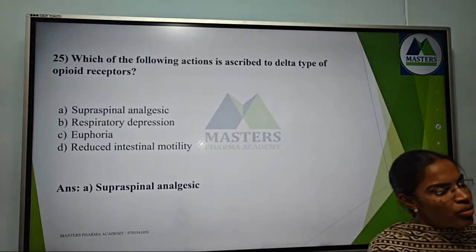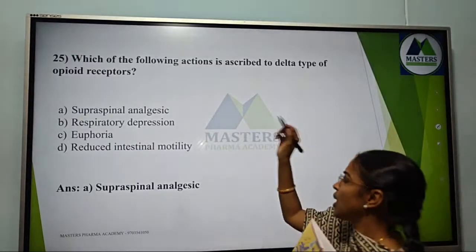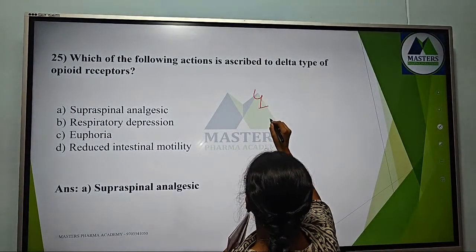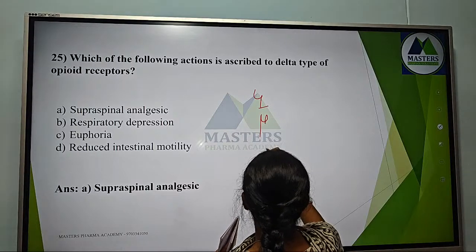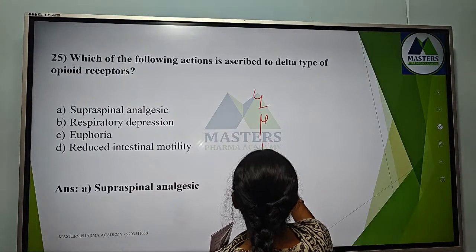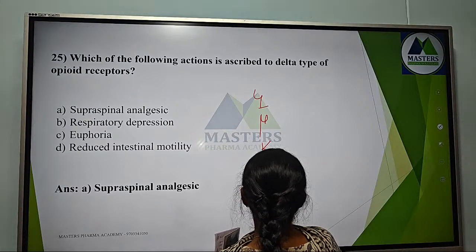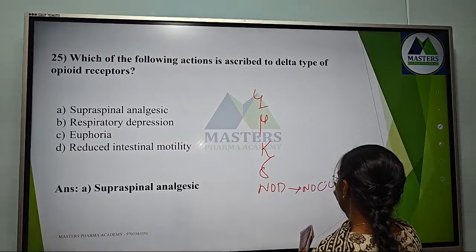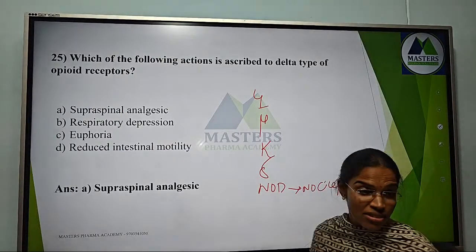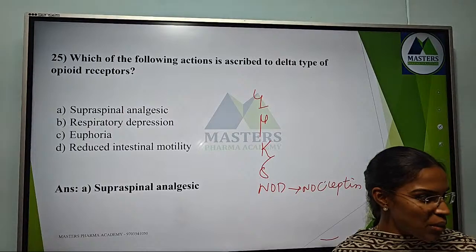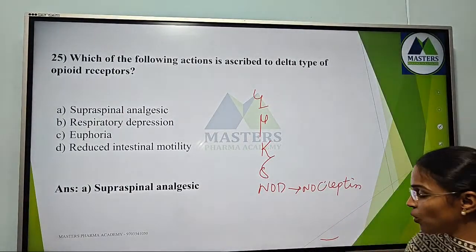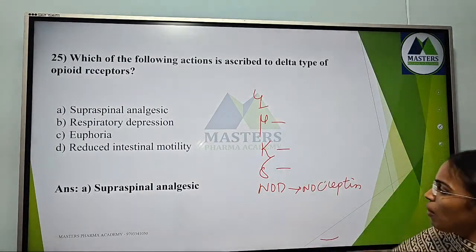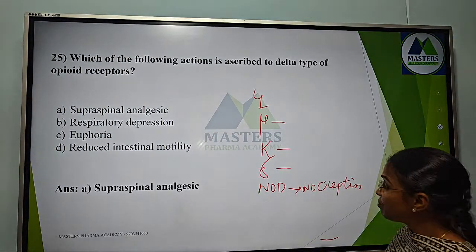So we all know the various types of opioid receptors. How many types of opioid receptors are there? Four types. We have discussed this earlier too: mu, kappa, delta and NOD. NOD is also known as nociceptin. I already mentioned this in my previous discussions. So mu, kappa, delta and NOD.